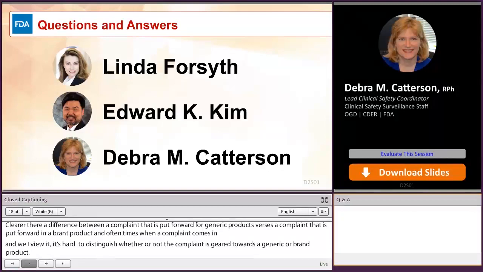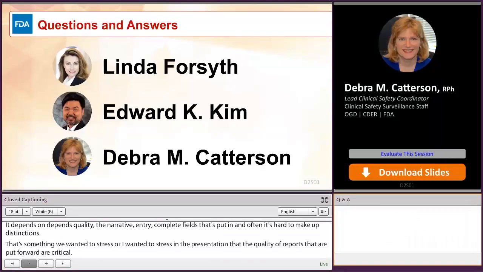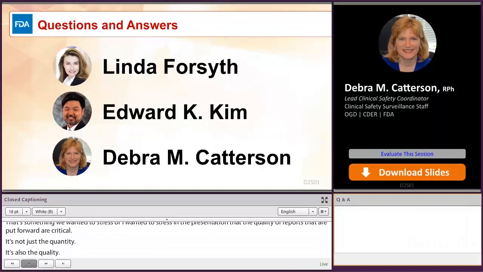So that's something I wanted to stress in the presentation: the quality of the reports that are put forward is critical. It's not just the quantity of the reports, it's also the quality. With increased quality, that would be most beneficial for the whole big picture of looking at MedWatch forms. Thanks for your question.